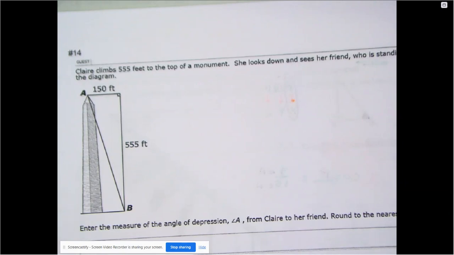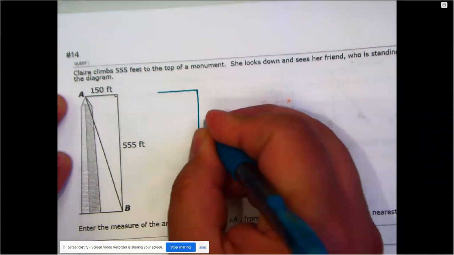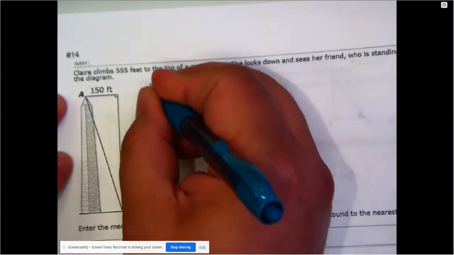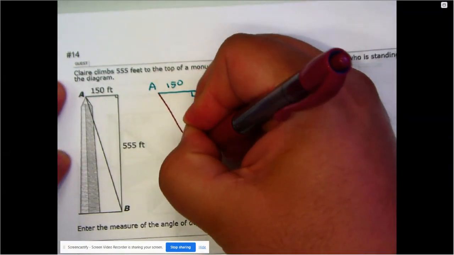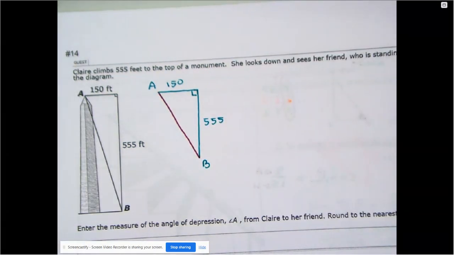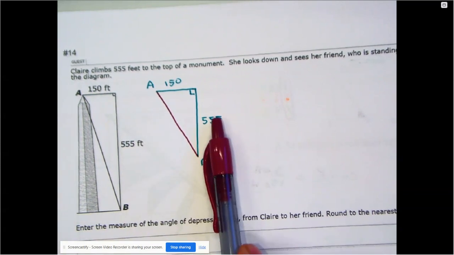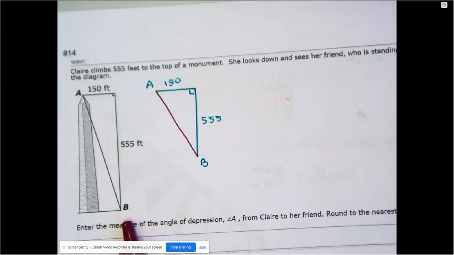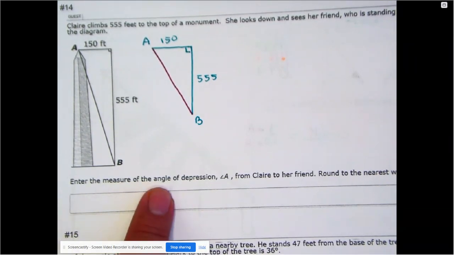All right, now again, look, we have a picture here. So let's make it easier for ourselves. 555, 150, there's a 90, there's an A, there's a B, and they're connecting the two dots from A to B. There. The picture, don't let that throw you off. Claire climbs 555 feet to the top of a monument. She looks down and sees her friend, who is standing at point B in the diagram. Okay, they still haven't asked the question. So that means it's down here. Enter the measure of the angle of depression A.